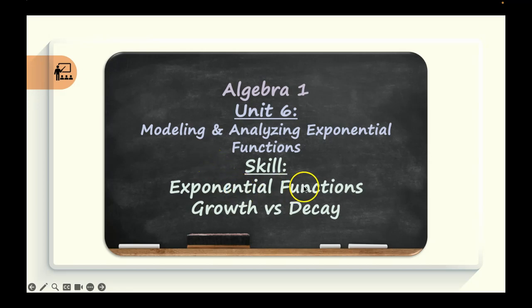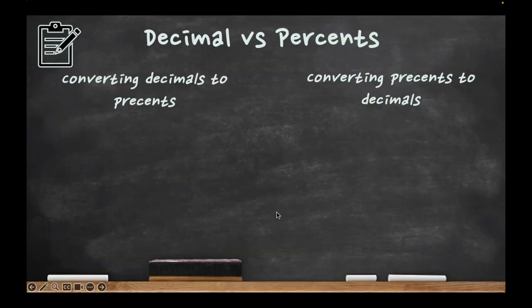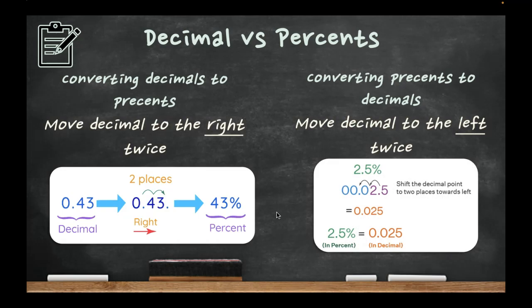For this skill, we'll be looking at exponential functions, specifically growth versus decay. Before we look at growth versus decay, we need to discuss decimals versus percents. When you convert a decimal to a percent and a percent to a decimal, that's going to be important as you write exponential equations.